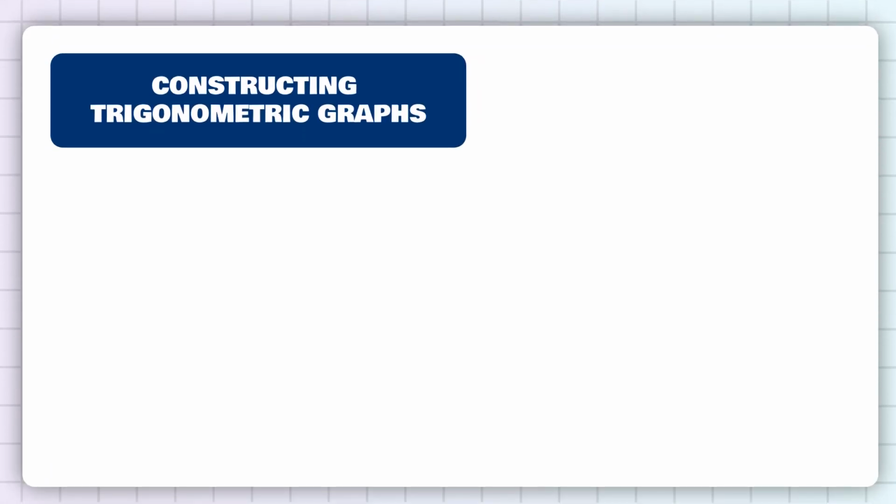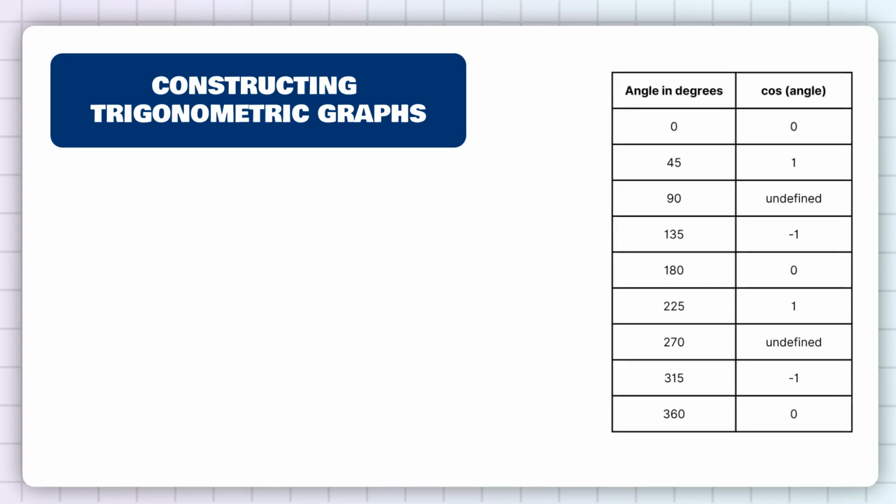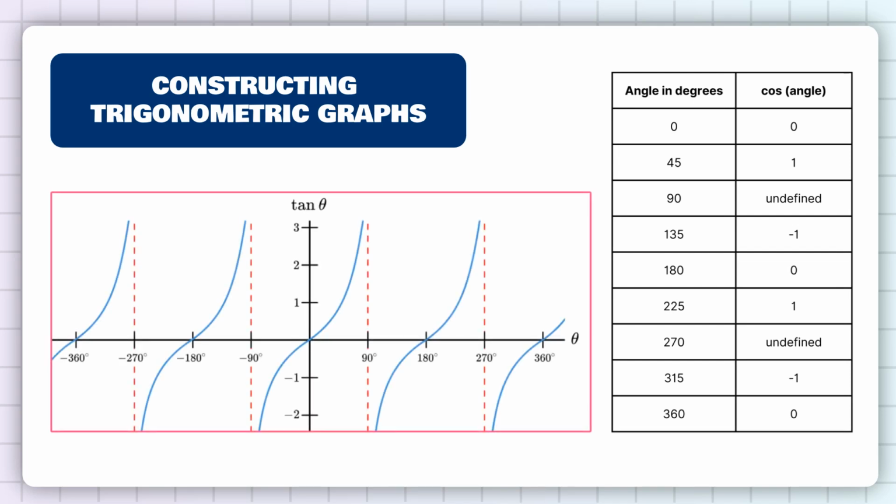Lastly, the tangent function is a bit different. Here, the tangent function has points where it becomes undefined at 90 degrees and 270 degrees, causing vertical asymptotes. Between these points, the graph rises and falls sharply, showing a repeating pattern as well.